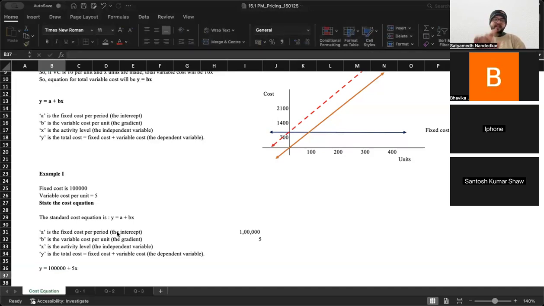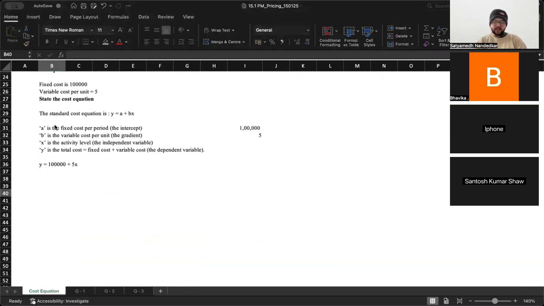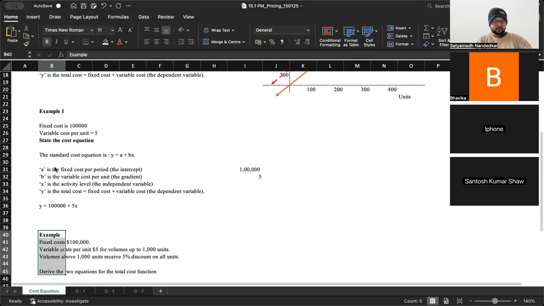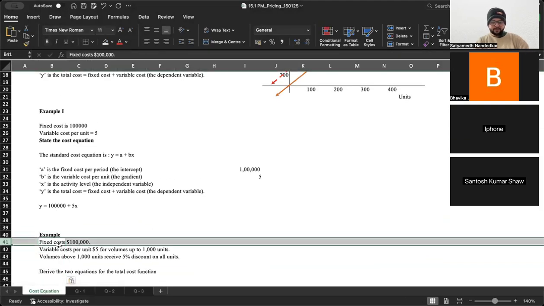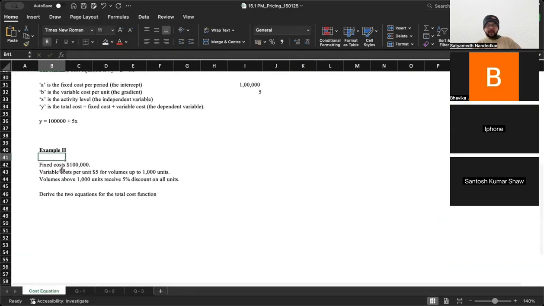Now let's have another situation यहाँ पे. ठीक है. Pay attention. This was example 1. This is example 2. Fixed cost is 1 lakh. Variable cost per unit is $5 for volume up to 1000 units. Volumes above 1000 units receive 5% discount on all the units. Derive the two cost equations for the total cost function.